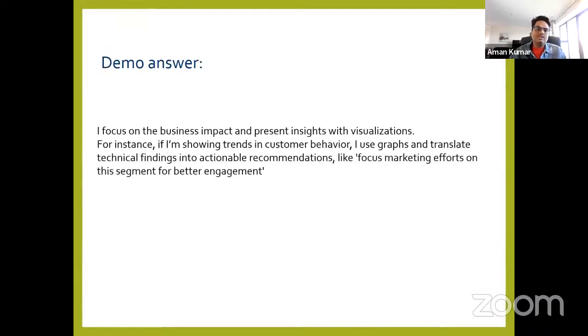So for example, a demo answer is this. I focus on the business impact and present insights with visualizations. For instance, you have to give one example. If I'm showing a trend in customer behavior, I use graphs and translate technical findings into actionable recommendations. So they are not technical people. They are not somebody who will understand a lot of charts, etc. You just tell them what needs to be done. Actionable insights like focus marketing efforts on this segment for better engagement and things like that. So this way you communicate actionable insight to the people.